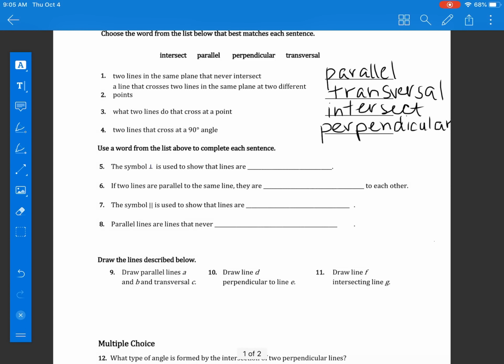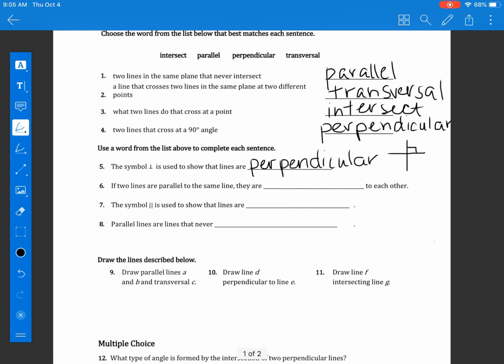It says the symbol, and it looks kind of like an upside down T, is used to show that lines are perpendicular. So if you drew that out, a lot of people, when they draw perpendicular lines, draw a big cross, and then they put the little corner showing that it's a right angle.